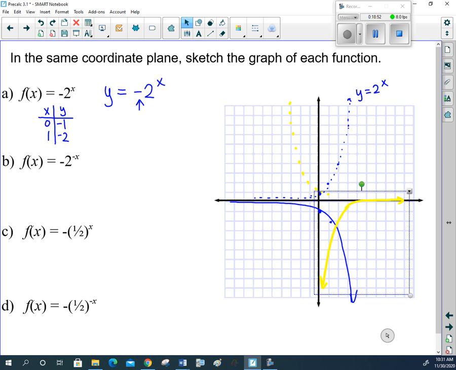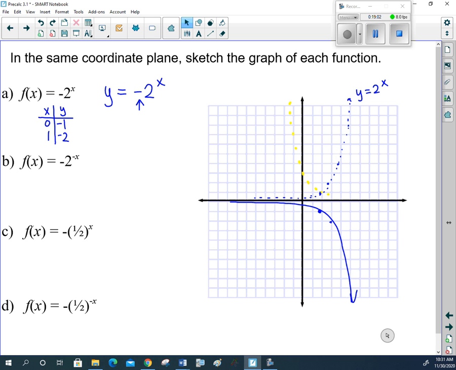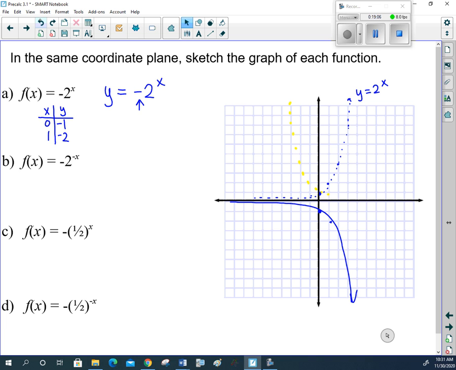Let's get rid of that. And we'll just do this in a solid green. So it looks something like that. Okay. So you get the idea.